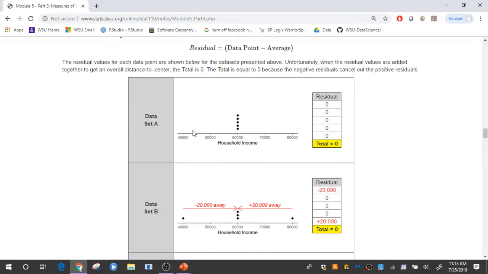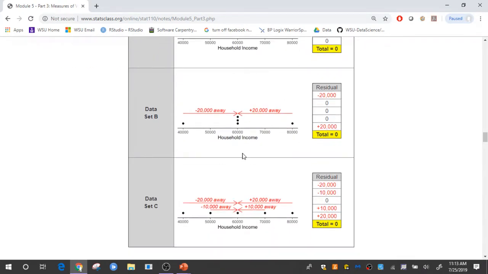So if we consider data set A, we have 5 data points. The average of these measurements is at 60,000. So the residual for this first point is simply going to be 60,000 minus 60,000, which is going to give me a value of 0. Now because all 5 values sit right on top of the average here, all of my residual values are going to be 0.